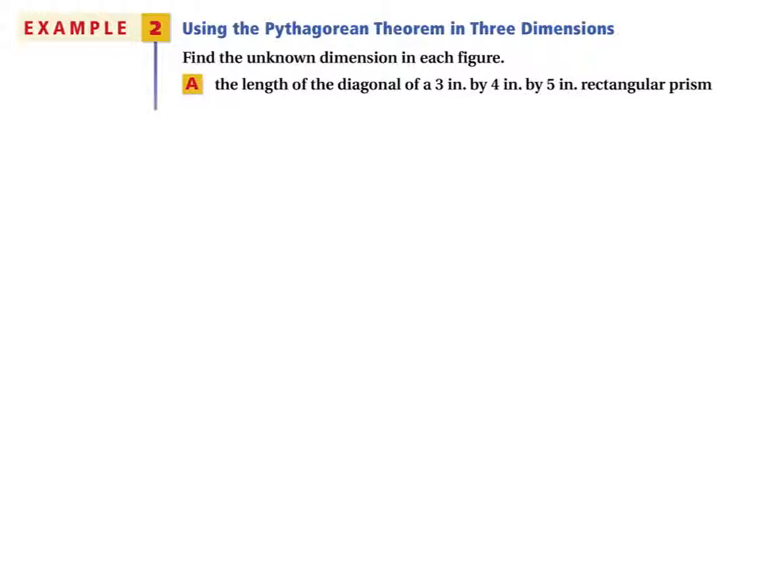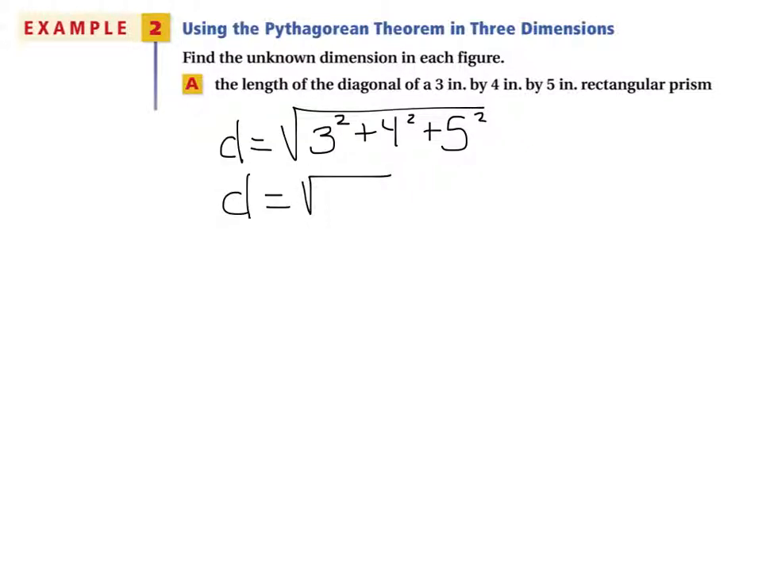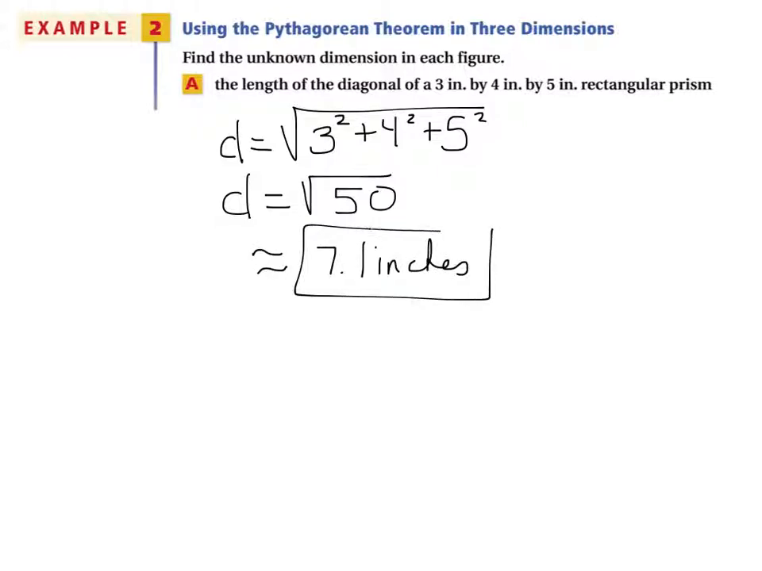So example 2, in A, find the diagonal of a rectangular prism with dimensions 3 inch by 4 inch by 5 inch. So if I plug that in, D equals the square root of 3 squared plus 4 squared plus 5 squared. Well, that gives me the square root of 9 plus 16 plus 25. That's the square root of 50. So you can leave it as root 50, or I would approximate it as 7.1 inches. When we're talking about length within a problem, you more than likely would usually take the square root to give me an approximated decimal.